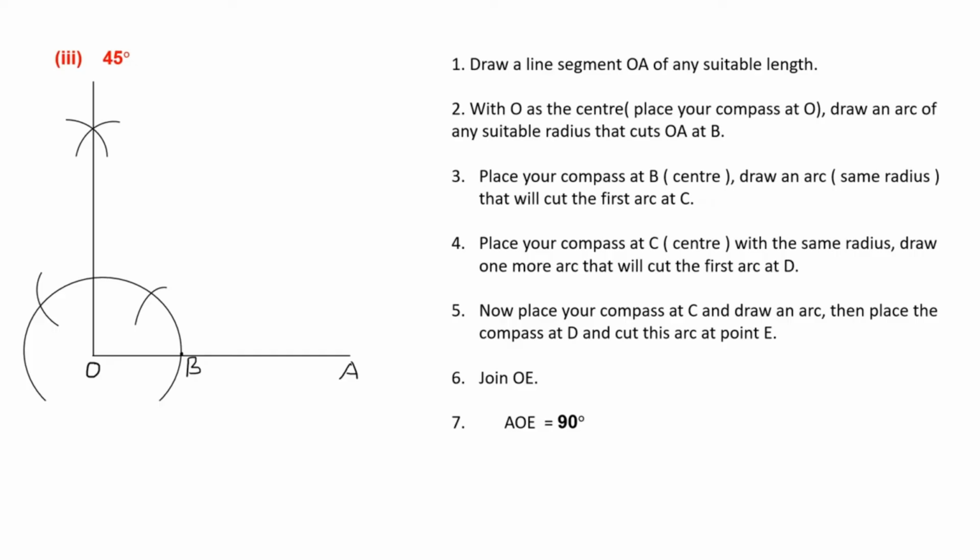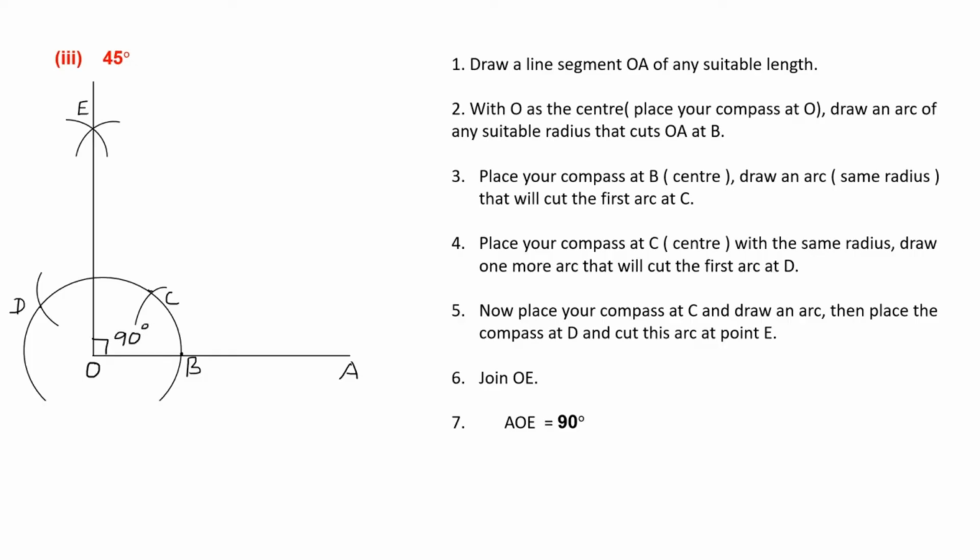You must learn to first do 90 degrees. We are looking for 90 degrees first. So this is cutting it at B. Now place your compass at B and draw this arc, which will cut the first arc at C. So this point is C. Now place it on C and draw this arc, which will cut there at this point D. Now placing it on C, draw an arc on top, placing it on D, cut that arc, and this point is point E. And then when you join OE, you get 90 degrees.